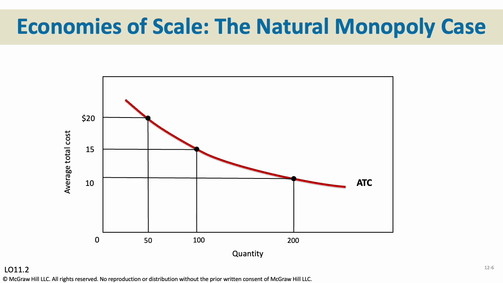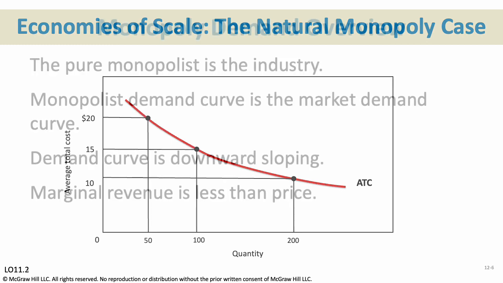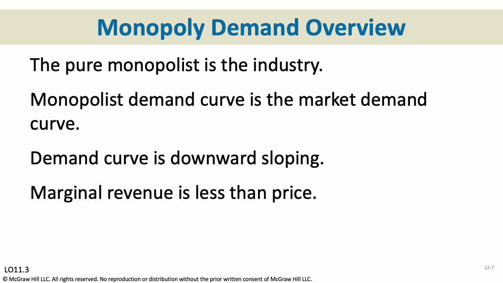Depending on what kind of product it is, a lot of times it might be cheaper for one firm to make a ton of it than for a bunch of smaller firms to make portions of that overall total. The pure monopolist is the industry. So the monopolist's demand curve is the market demand curve, and your demand curve is downward sloping. Marginal revenue is less than the price.